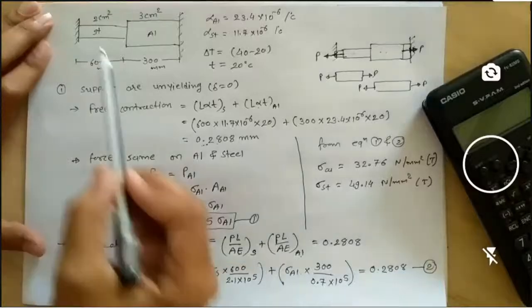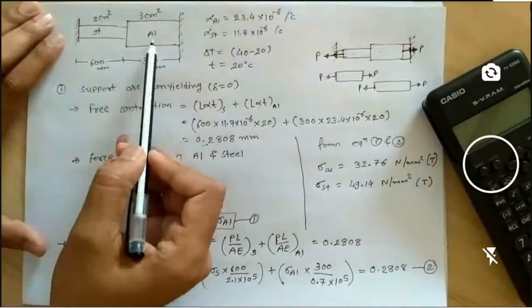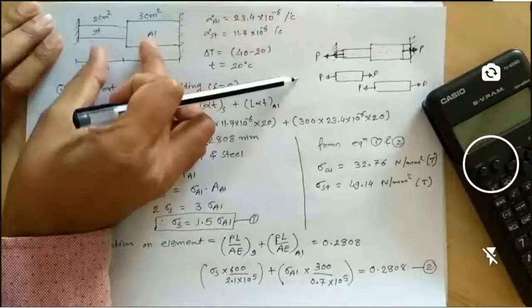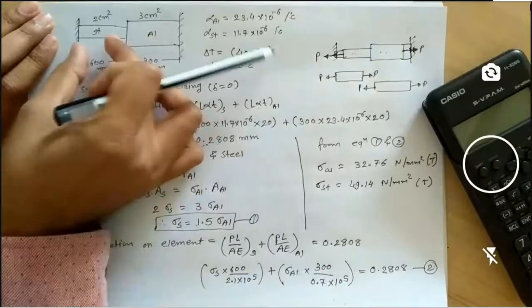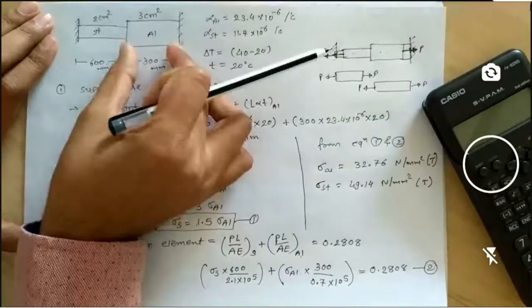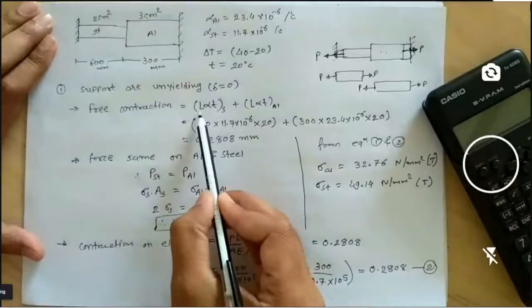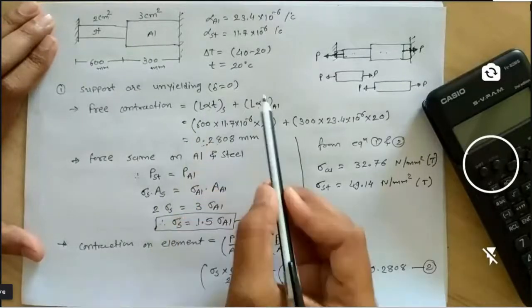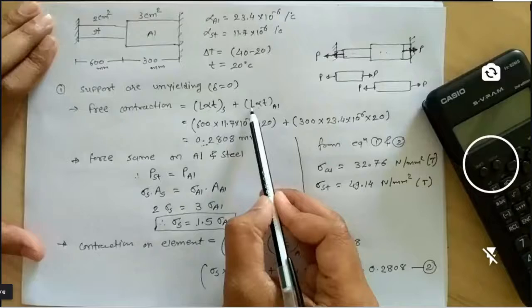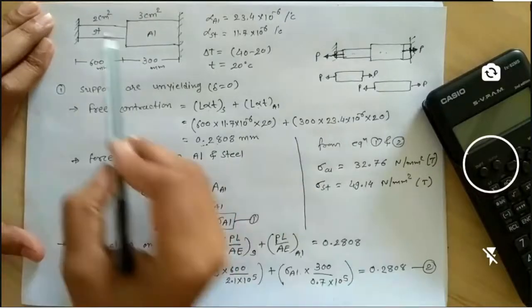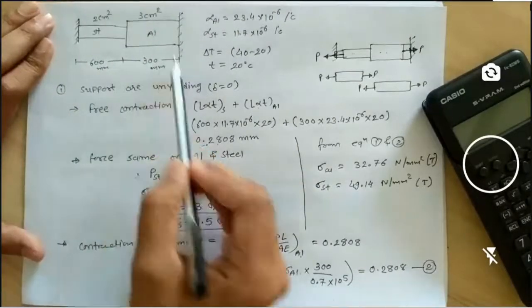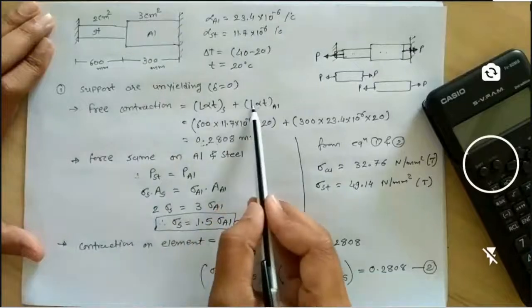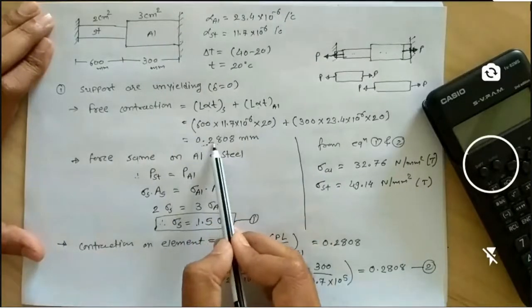Revise. Suppose the temperature is decreased, so the length is decreased. Steel length is also decreased, and aluminum length is also decreased. So the steel length decreases by L alpha T of steel, and the aluminum length decreases by L alpha T of aluminum. If you find the total decrease in element length, it is the summation of steel and aluminum, so we get 0.2808 mm.